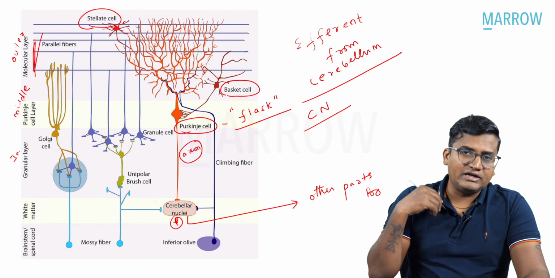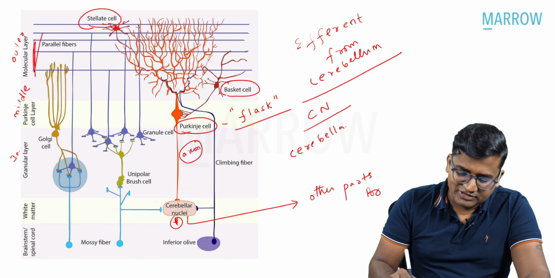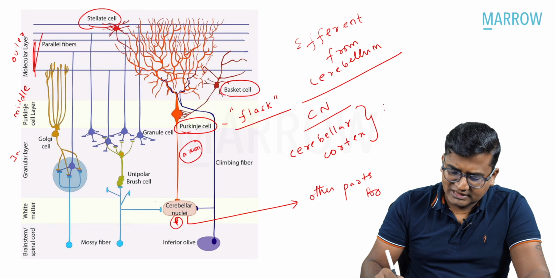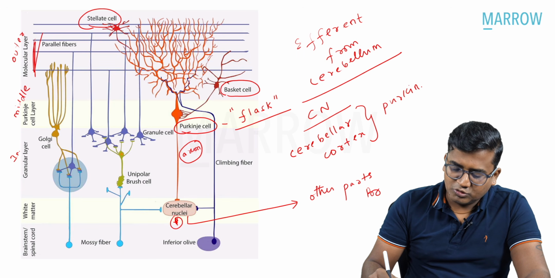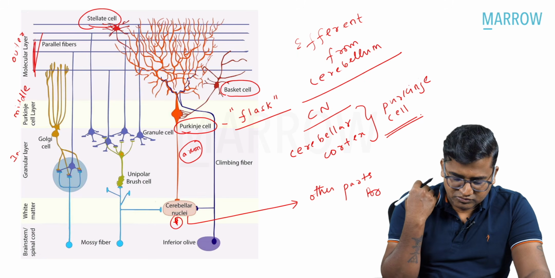If the question is about efferent from the cerebellar cortex, then the answer will differ. The structure carrying the efferent from the cerebellar cortex means then that is our Purkinje cell. So whenever you get the question about the efferent, please be careful. Read the language of the question properly.